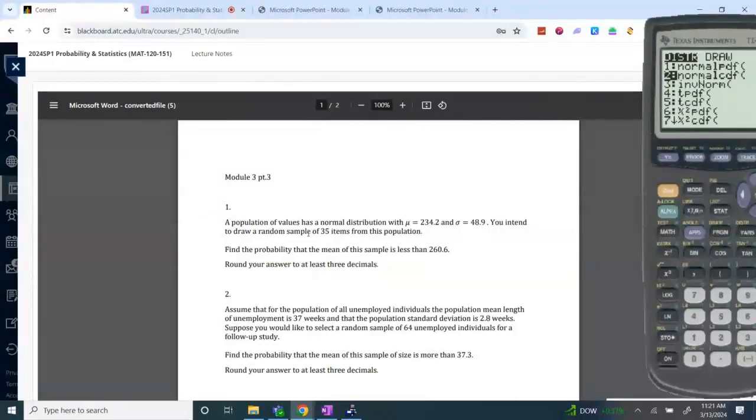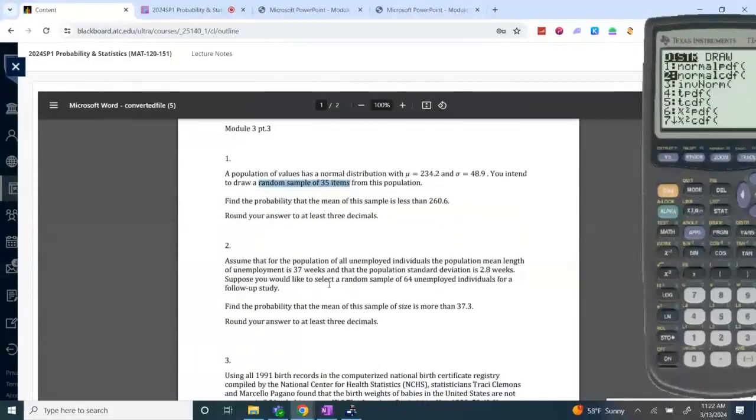Question number 1 says a population of values has a normal distribution with a mean of 243.2 and a standard deviation of 48.9. You intend to draw a random sample of 35 items. So notice we're sampling more than one item. Whenever you sample multiple items, this would constitute a sampling distribution. You also notice on the second one, it says a random sample of 64 unemployed individuals were sampled. So these problems consist of what's called a sampling distribution.